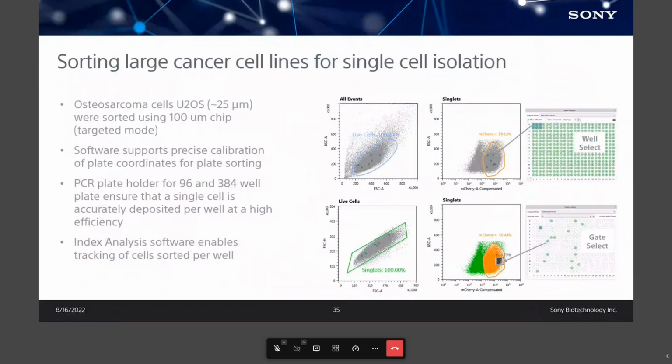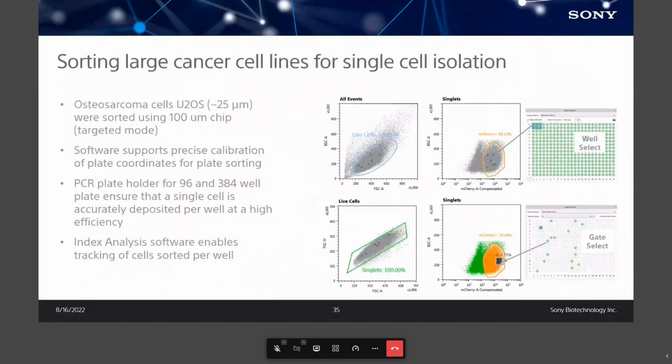PCR plate holders exist for 96 and 384 well plates that help ensure that the single cells are accurately deposited per well at a high efficiency. One of the things that helps with that as well is that our plate holders are angled. So that angle matches the angle of the side stream where your droplets are being deposited.